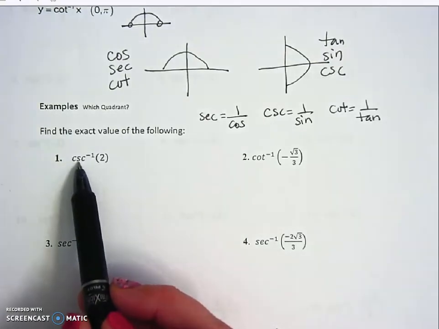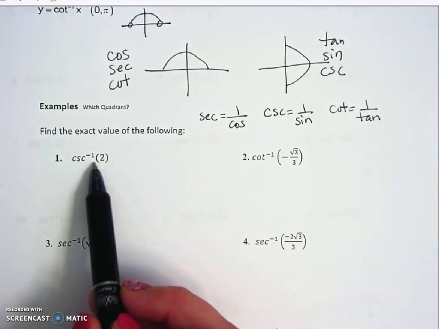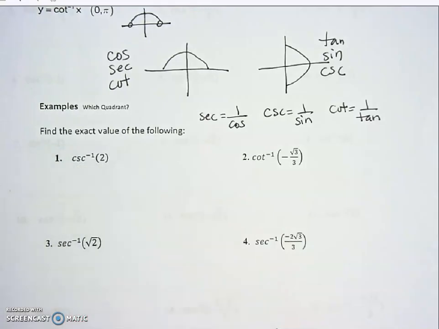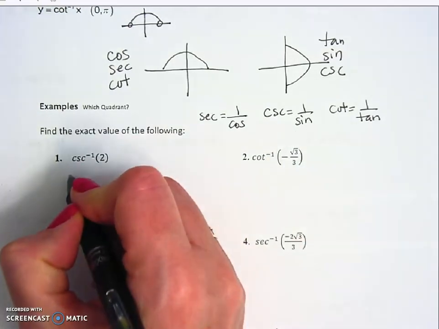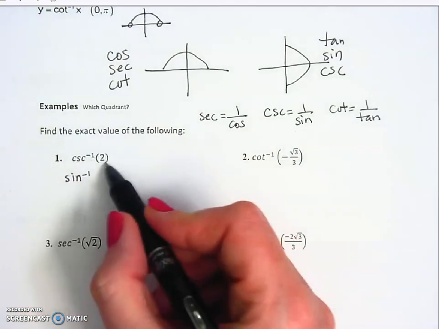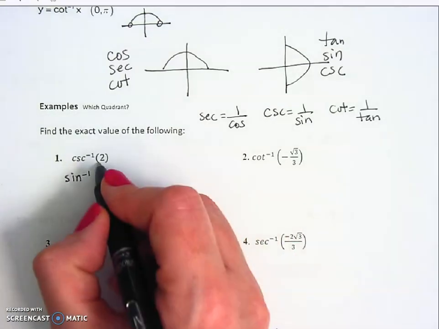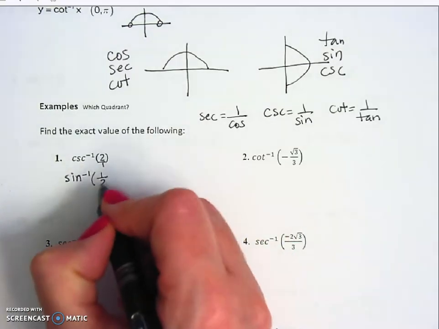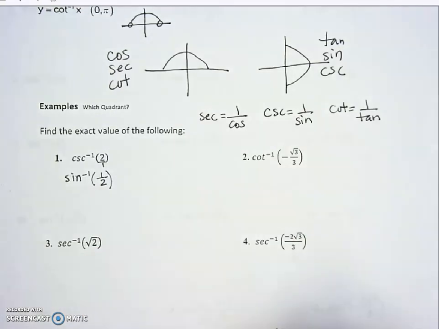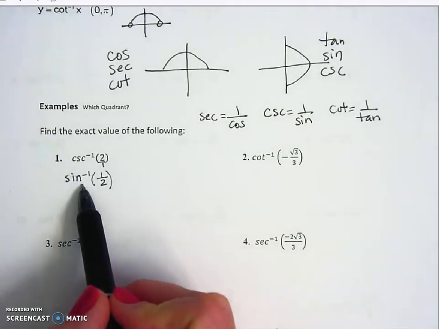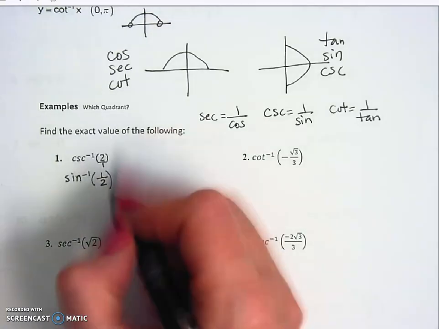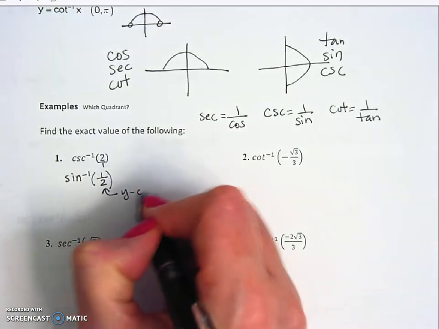We're going to rewrite inverse cosecant of 2 by taking the reciprocal of everything. So cosecant is really the reciprocal of sine, so we're going to do inverse sine, and we're going to take the reciprocal of 2. Well, currently 2 is over 1, and its reciprocal is 1 over 2. So now we have a sine function that we can use our unit circle for. Which angle or angles has a sine value of 1/2, or in other words, a y coordinate of 1/2?